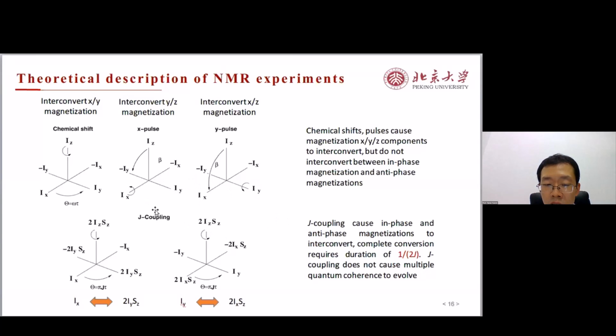In a two-spin system, in most cases, it also has J couplings. The Hamiltonian for J coupling is 2IZSZ. So under the evolution of J coupling, if you start from IX, you end up with 2IYSZ. Starting from IY, you end up with 2IXSZ. The complete conversion time should equal 1 over 2J, where J is the J coupling value.